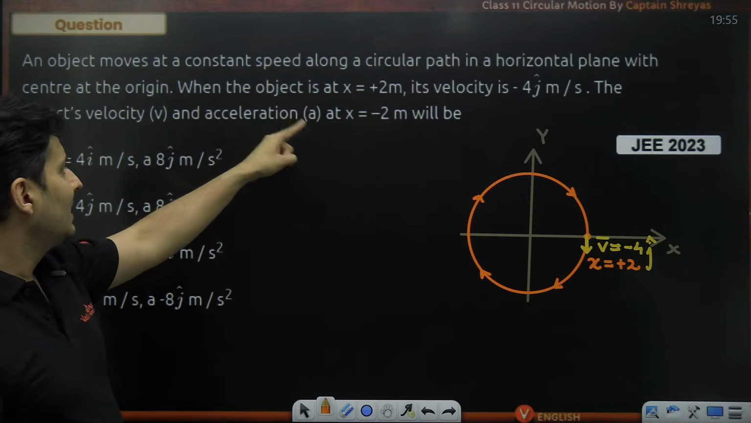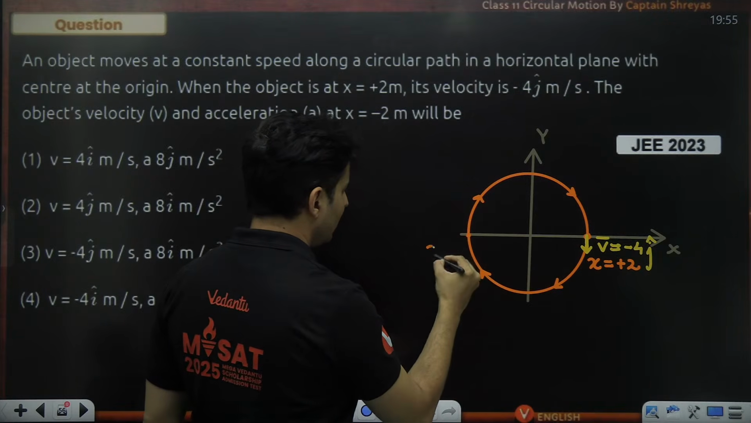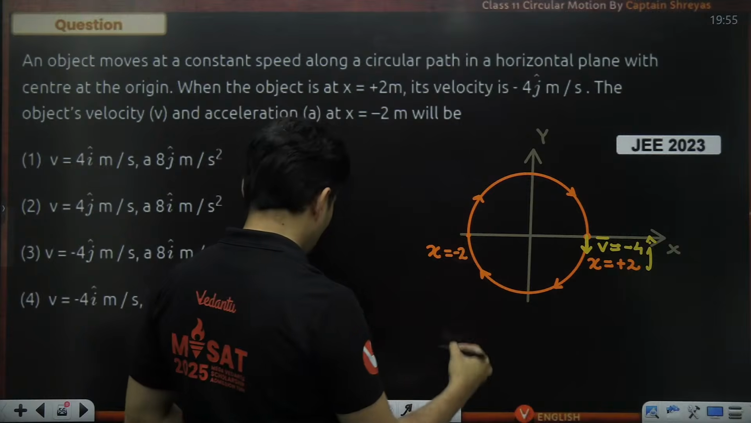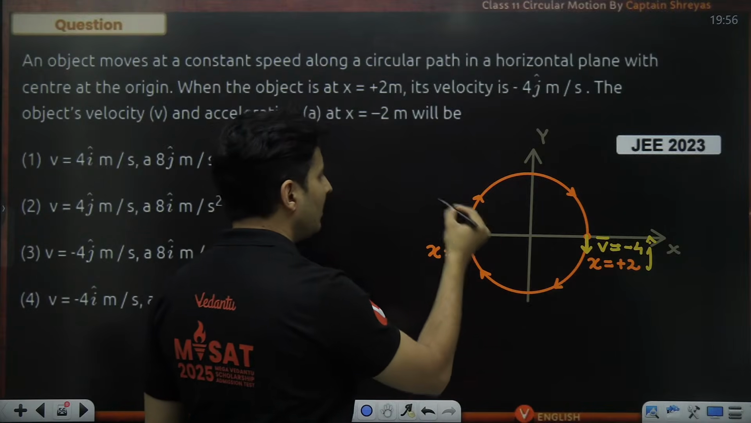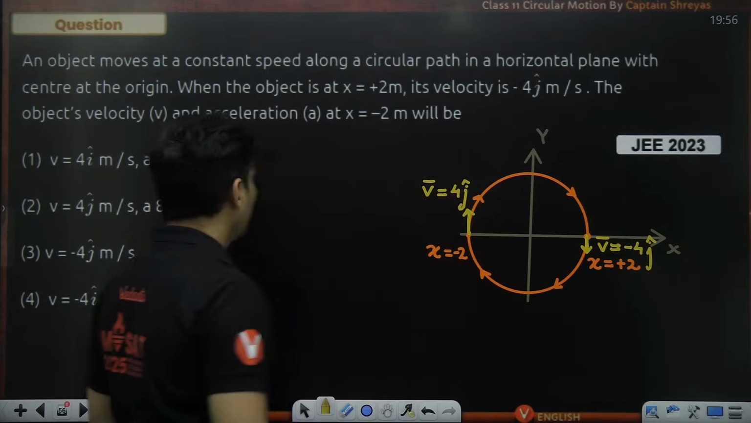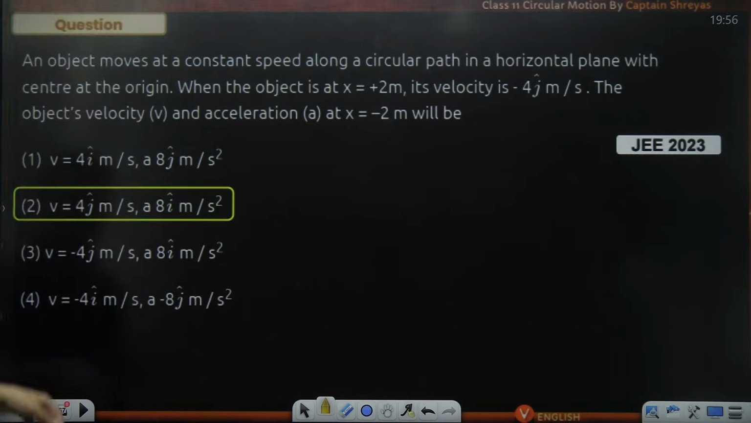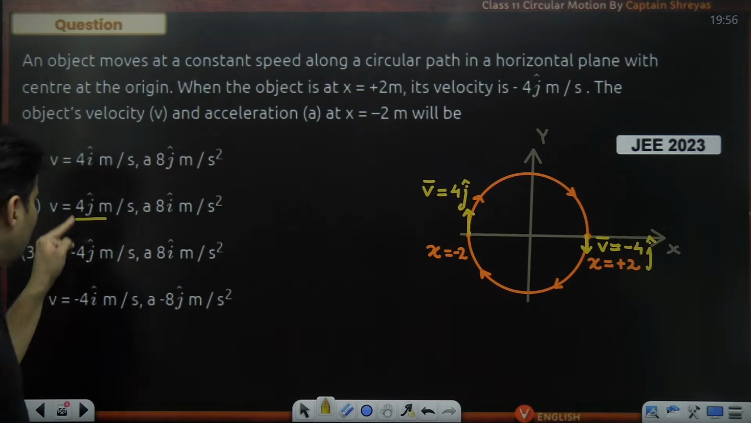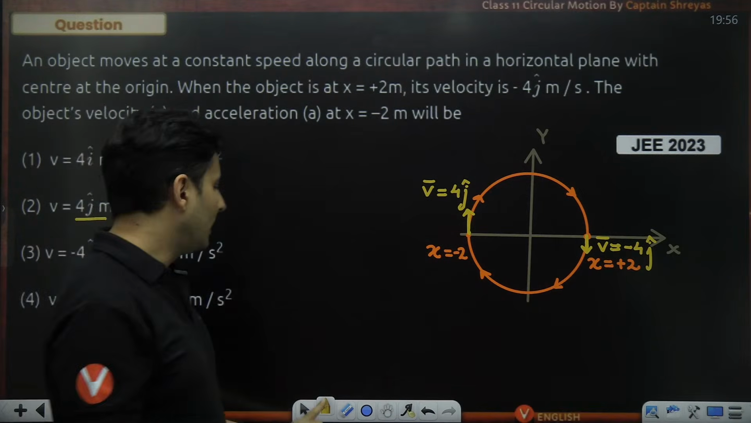So that confirms by the velocity's direction. What is the velocity and acceleration at x equals -2? X equals -2 is here. This point is x equals -2. So it's quite obvious the velocity will be in this direction, same speed. So velocity here should be +4 j cap. +4 j cap is here, not here, not here, not here. So it should be option 2 without even checking the other options. So hence that is correct. But let's say there were 2 options with 4 j cap. Then what to do? Then we are bound to solve the next part.